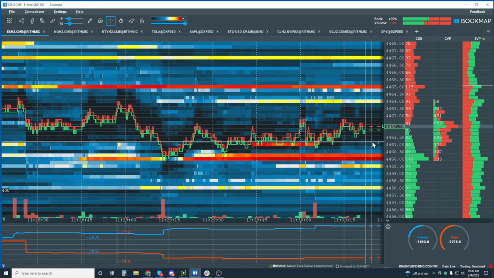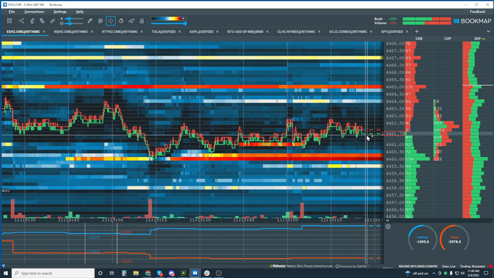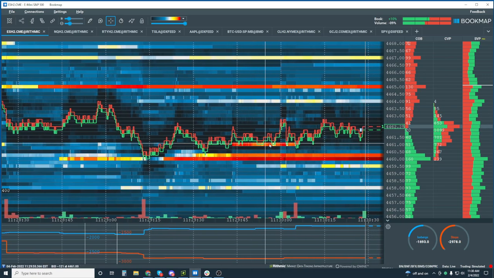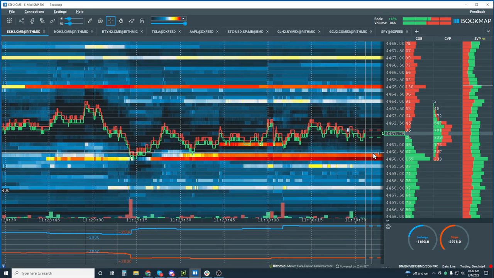Okay, we get a little skew here on the bid. Let's see. These guys, they want it at the close. They want that liquidity. We know that. This determined that right here. So they show that liquidity. They want it. They went for it.